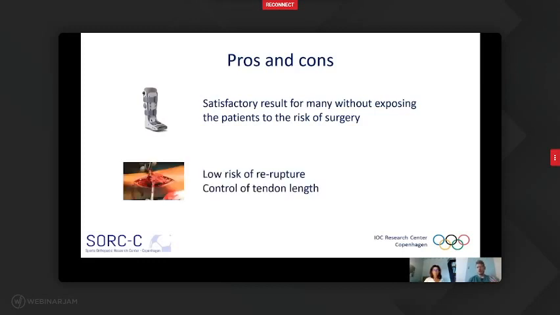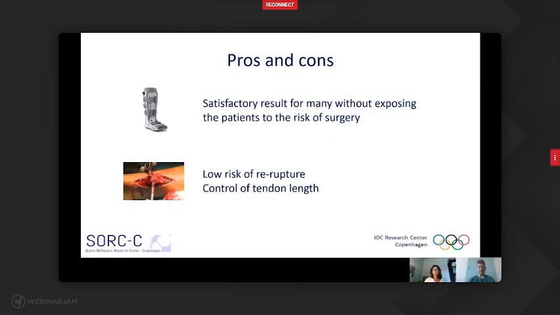The pros for surgical treatment is that you do get a lower risk of re-rupture. And there's no doubt about that in my mind. You have a 2 to 4% risk of re-rupture if you treat people surgically, and you have 10 to 12% risk of re-rupture if you treat non-surgically.